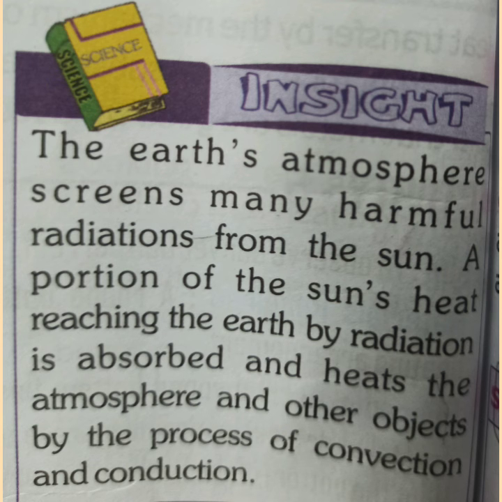Insight. The Earth's atmosphere screens many harmful radiations from the sun. A portion of the sun's heat reaching the earth by radiation is absorbed and heats the atmosphere and other objects by the process of convection and conduction.